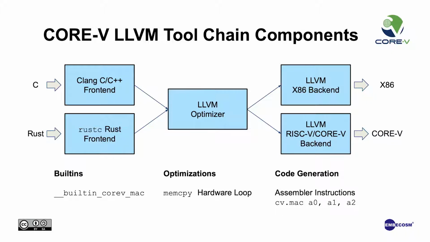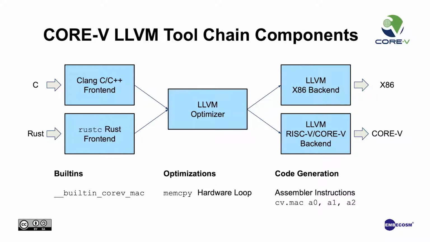The second part of the LLVM toolchain is the optimizer. Here we implement things like the hardware loop optimization, where we can turn a mem copy into a hardware loop, so it has increased performance on the target.